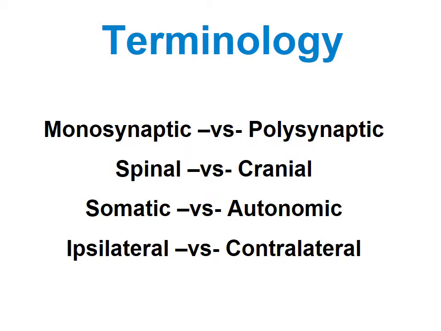Somatic, the effector is a skeletal muscle. Autonomic, the effector is cardiac or smooth muscle or a gland. Ipsilateral, receptor and effector are on the same side of the body. Contralateral, receptor and effector are on opposite sides of the body.